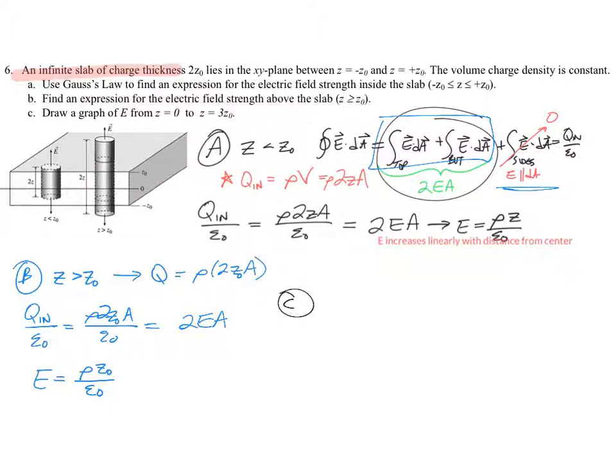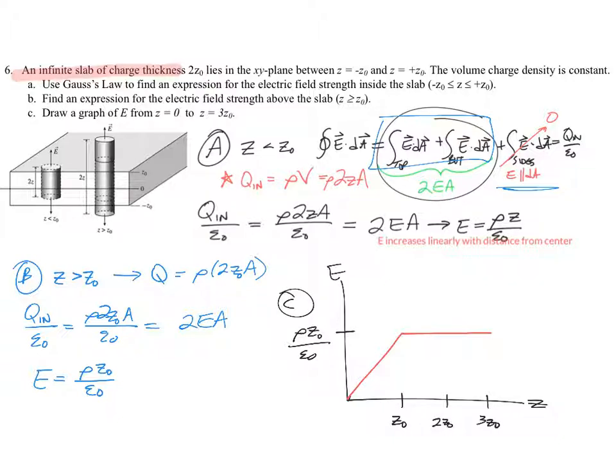Two identical things here. Now part C wants us to graph it. So we'll make that the Z dimension. Told you this was easy. Get it? E, Z. All right. So at some rho z naught per epsilon naught, and then we would have a z naught, a 2 z naught, and a 3 z naught. And so we're told that it increases linearly with distance from the center, and then it's going to go flat out here.